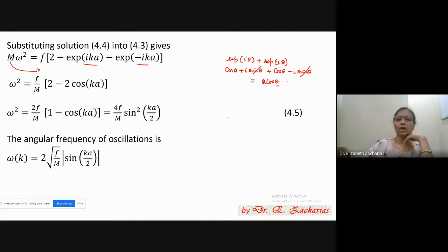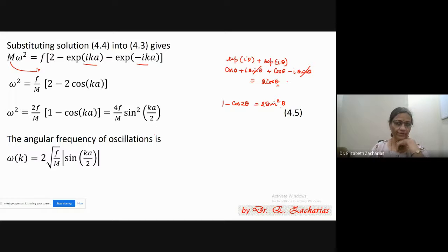Now, I want you to remember this formula, 1 minus cos 2 theta. What is 1 minus cos 2 theta? Anyone? 1 minus cos 2 theta is sine square theta. So we are going to just use this. So 2 theta is ka, so ka by 2 is theta. So just use this and you will get omega square is equal to 4f by m. There is a 2 here. So 4f by m sine square ka by 2.